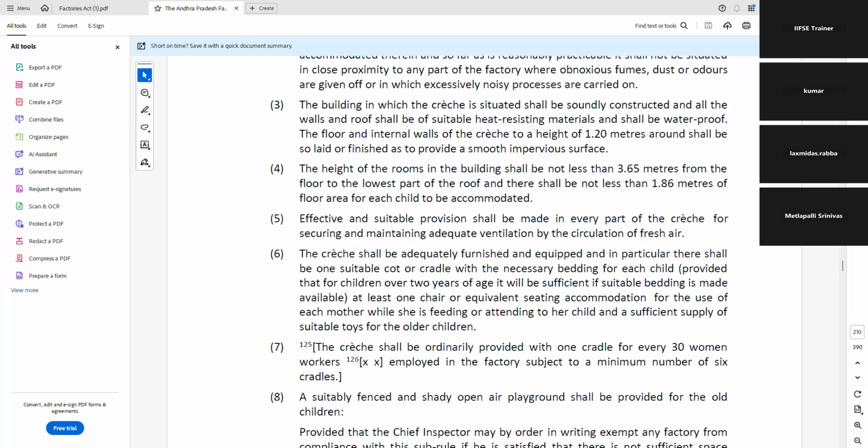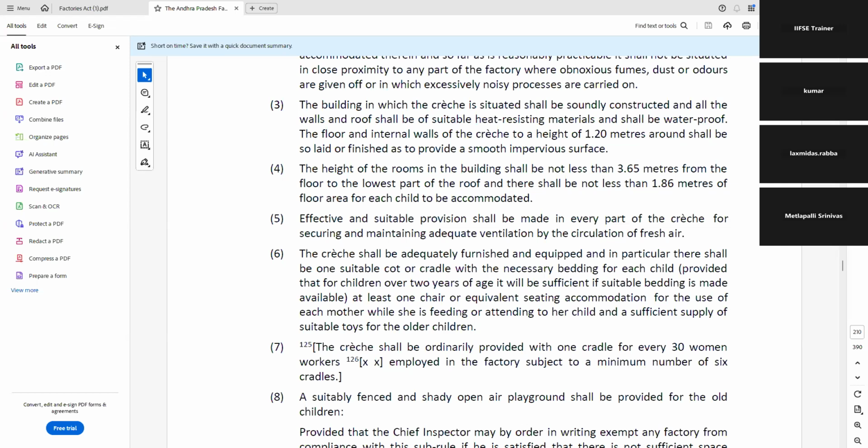There shall be one suitable cot or a cradle with the necessary bedding for each child, provided that for children over 2 years of age it will be sufficient if suitable bedding is made available; at least one chair or equivalent seating accommodation for the use of each mother while she is feeding or attending to her child; and a sufficient supply of suitable toys for the older children.